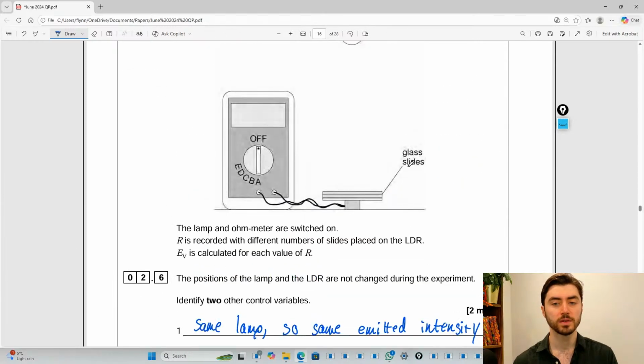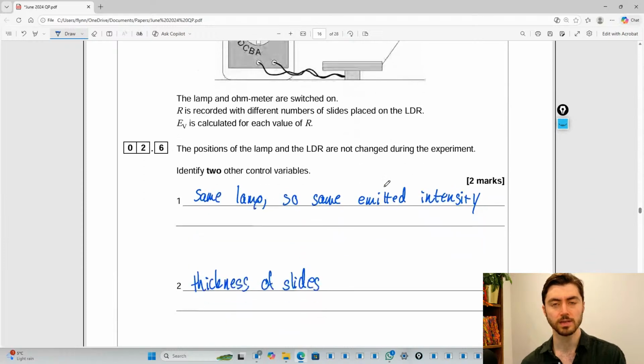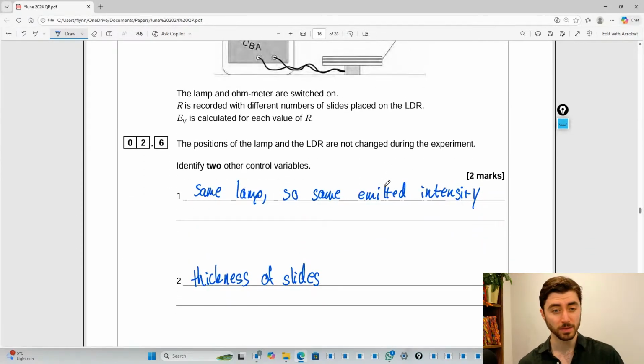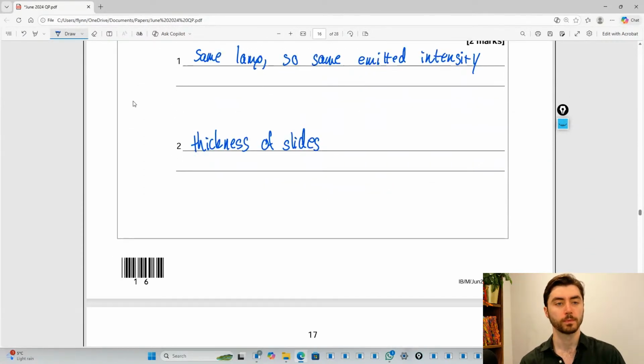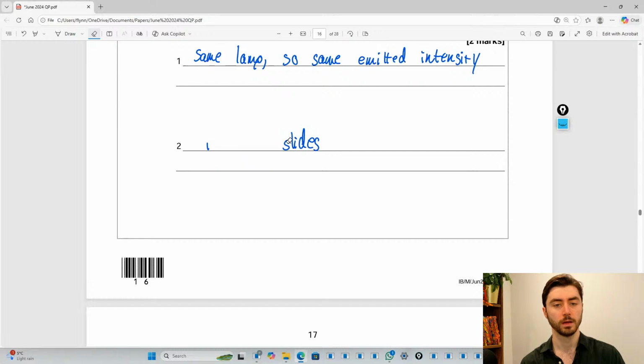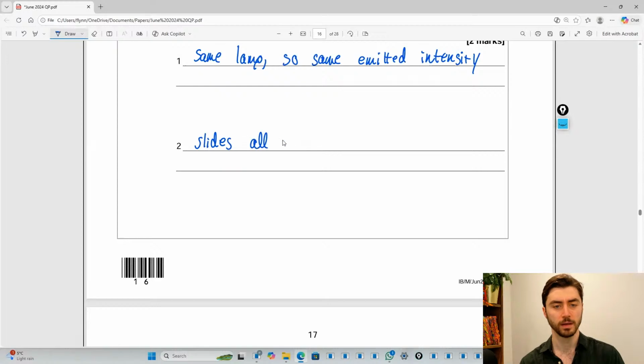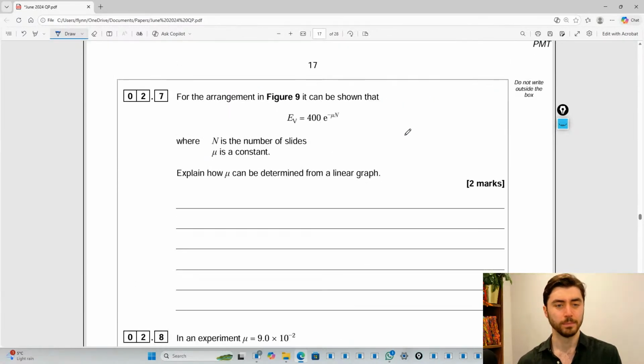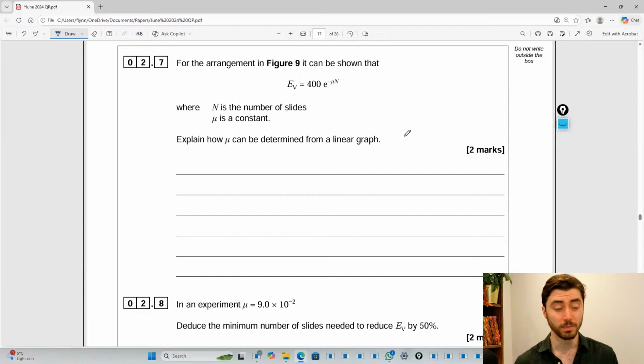Wait. What if it was made of the same glass? So like maybe different glasses absorb different amounts? So maybe I'll say this, the slides are the same type of glass. For instance. Ooh, I don't like that at all. I imagine I'm going to dock a mark there.